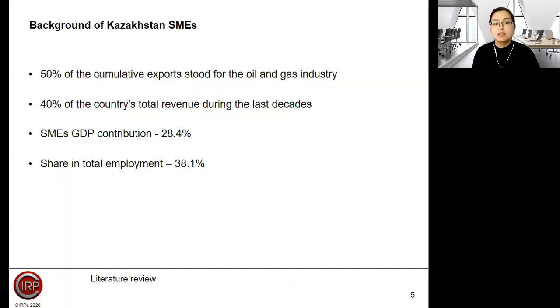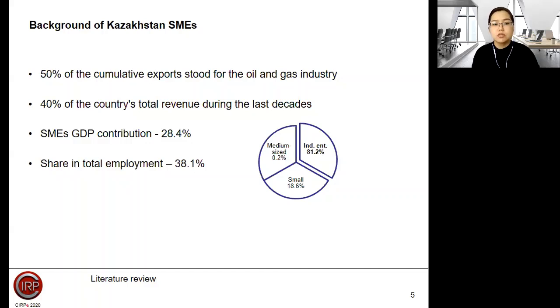Also, SMEs in Kazakhstan are categorized in terms of staff headcount and annual turnover and divided into three, as you can see on your screens: medium-sized, small, and individual entrepreneurs, where the last, individual entrepreneurs, actually take the major part and occupy more than 81% out of 100%.